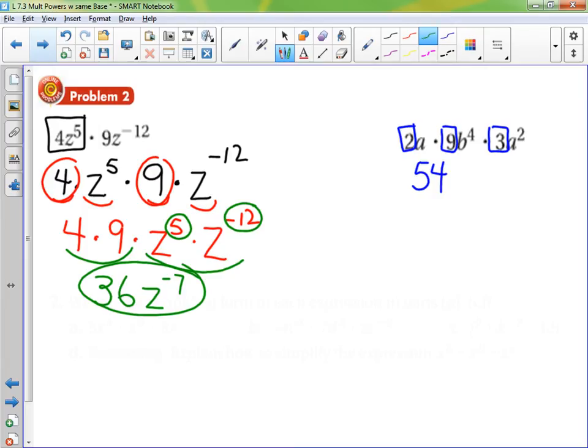Then I can look at the letter parts. A, B to the fourth, A to the second. Now not every problem is going to give you like bases, and this is an example of that. There are only 2 like bases, that's the A and the A to the second. And anytime you have a letter without an exponent, it's implied to be a 1. So A to the first power times A to the second power is A to the third power, and all that's left is b to the fourth.